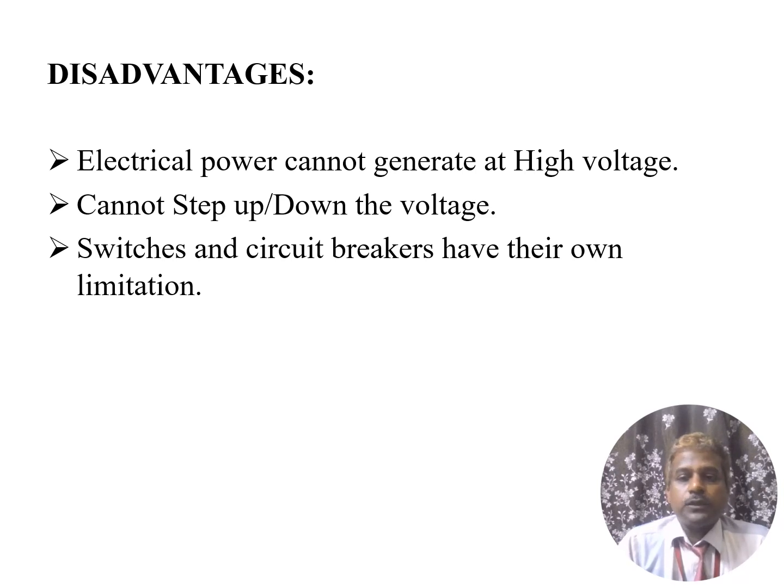Because there is no option of stepping up and stepping down, increasing or decreasing the DC voltage, and we also have the limitation of high-rating switches and circuit breakers while using DC transmission. High-rating DC circuit breakers and high-value switches are not manufactured. So that is one of the drawbacks of DC transmission.